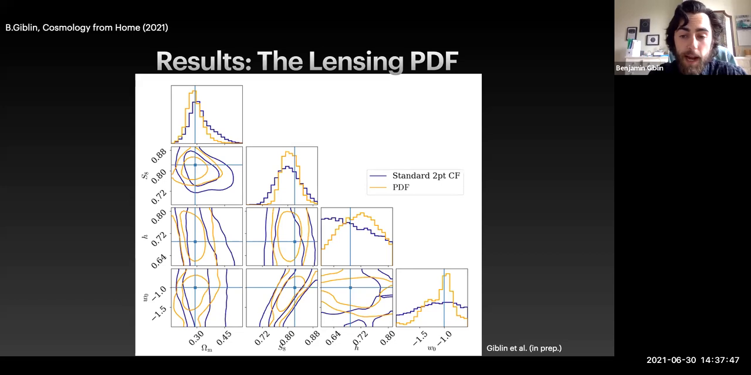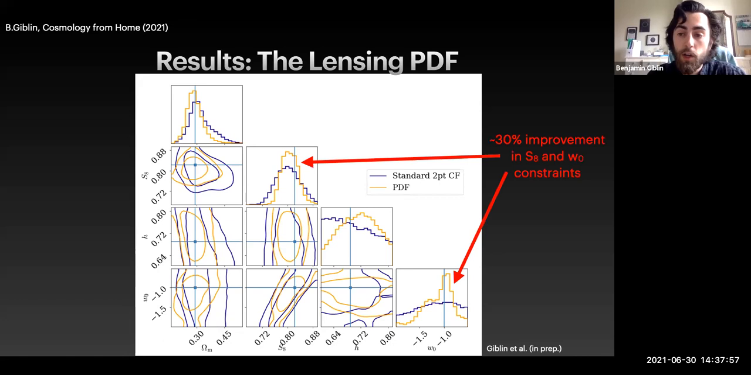You can see by eye that the PDF actually obtains tighter constraints than the standard analysis. And the most significant constraints come for these 2 parameters. So for the S8 parameter and the dark energy equation of state parameter W0, we actually see 30% improvements from the PDF analysis relative to the statistic which is used routinely.